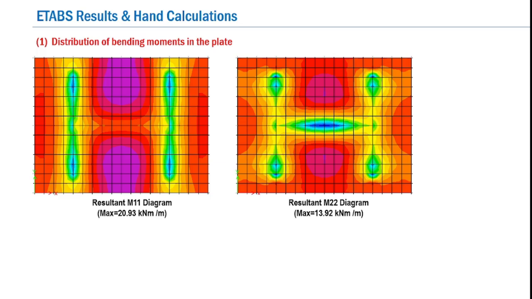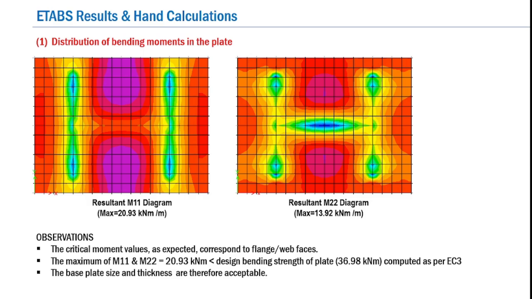Now let me share some of my observations. So here the critical moment values, as expected, correspond to the flange or the web faces. So as you can see, these are the critical locations, that is near the column as well as the web and flanges. The bending moment is maximum, and the maximum of M11 and M22, that is the design moment, is 20.93, and we need to verify whether our plate has sufficient bending strength or not.